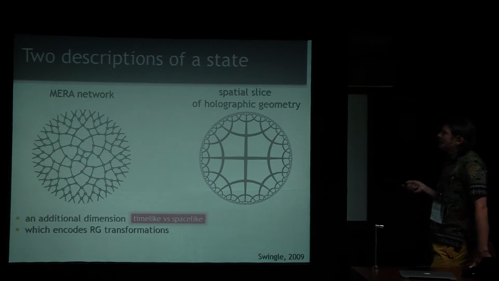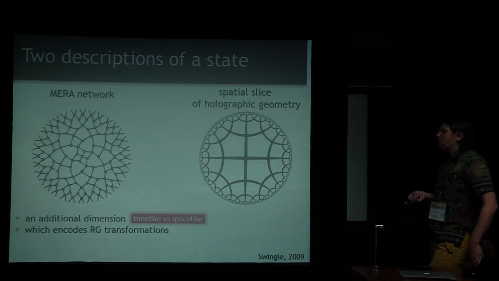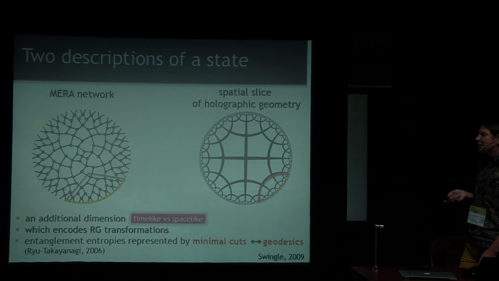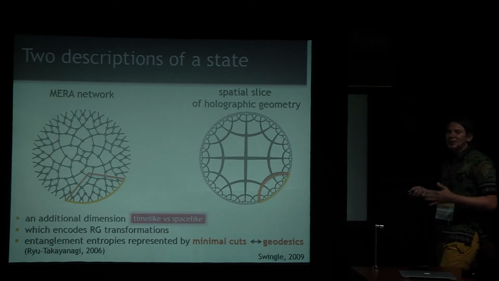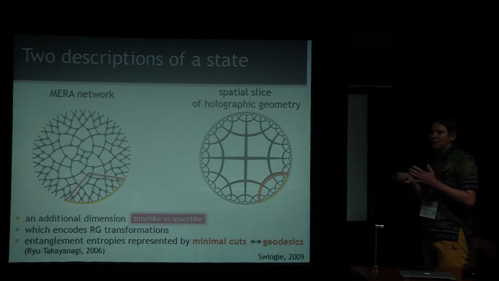Here's a spatial slice of a holographic geometry. Both have an additional dimension. In both cases, the additional dimension encodes RG transformations. And finally, entanglement entropies are represented by geodesics here, by minimal cuts. But of course, minimal cuts are the natural discrete analog of what geodesics should be. So we have a very striking parallel.